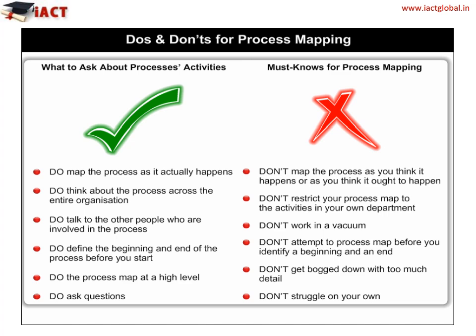Dos and don'ts for process mapping. Let's talk about what must be done. Map the process as it actually happens. Think about the process across the entire organization. Talk to the other people who are involved in the process. Define the beginning and end of the process before you start. Draw the process map at high level. Continue to ask questions. Now, the don'ts.